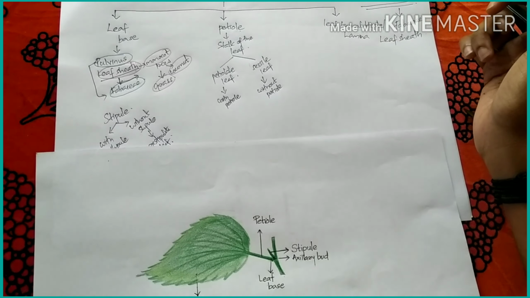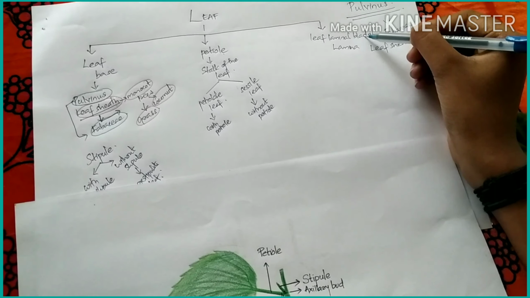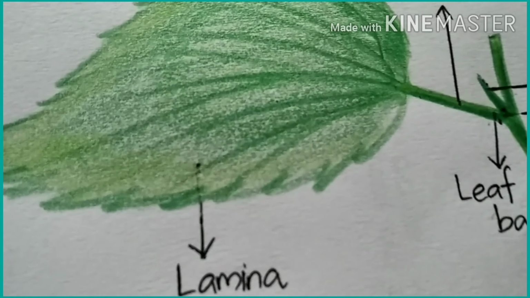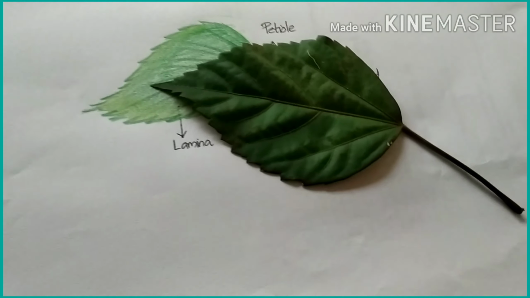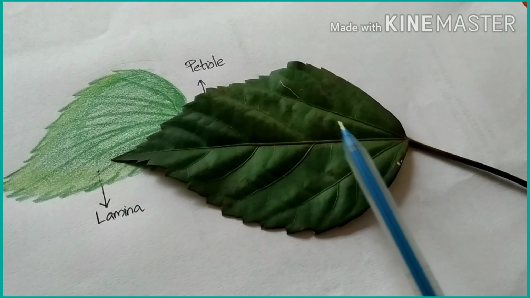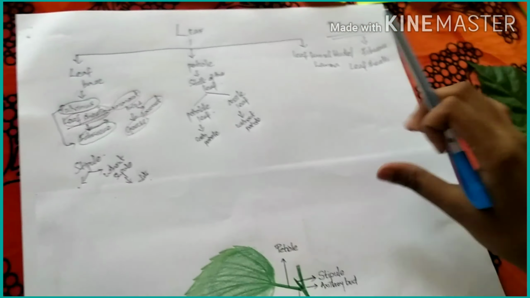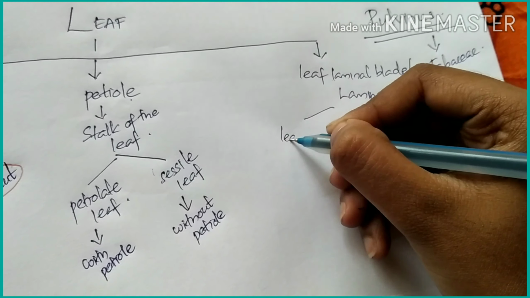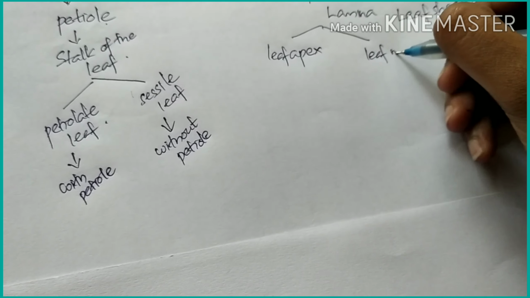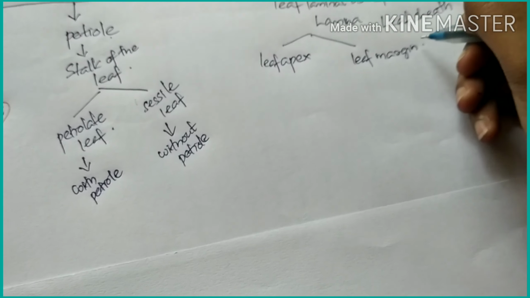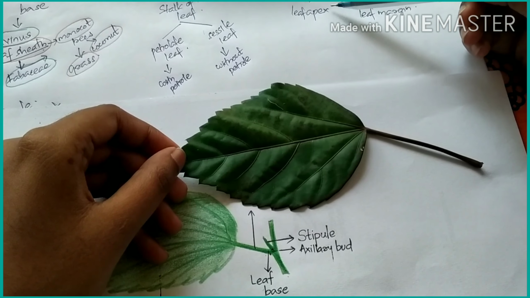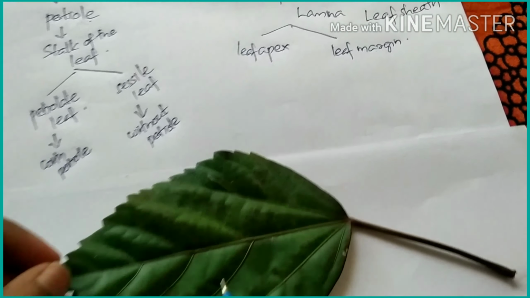Now let's discuss the leaf laminal blade or the lamina. Here in this figure you can see the lamina. This is a typical hibiscus leaf. Here also you can see this is the lamina. So the lamina can be classified by the leaf apex and the leaf margin.